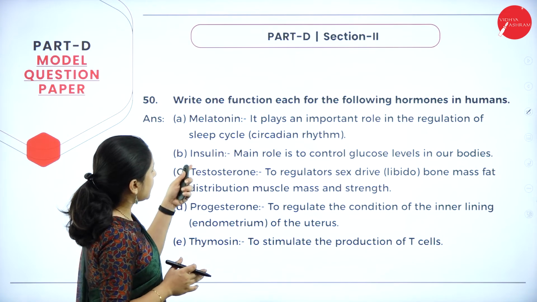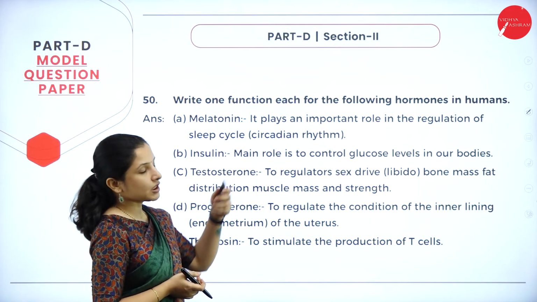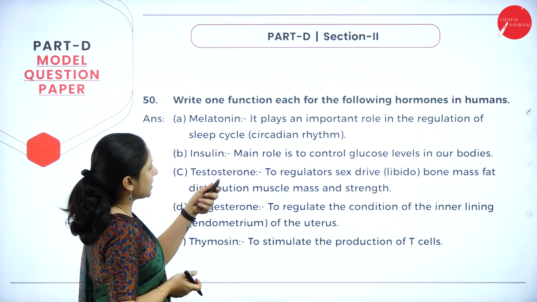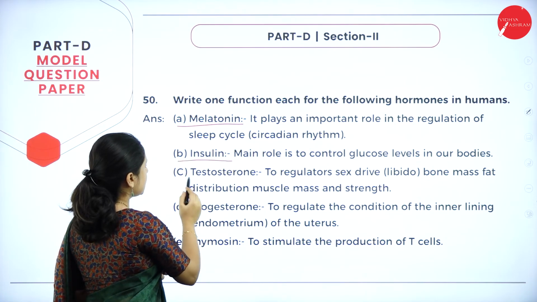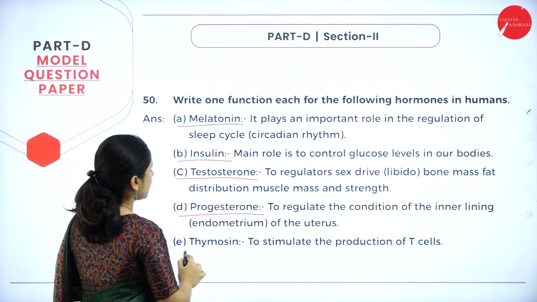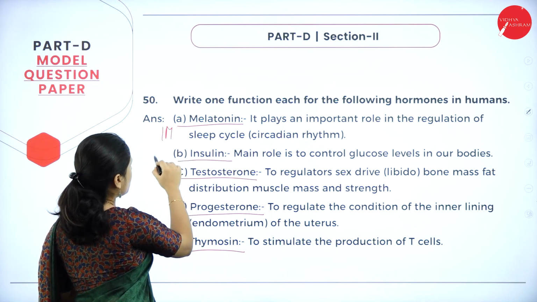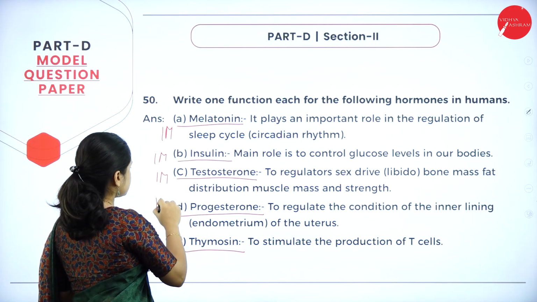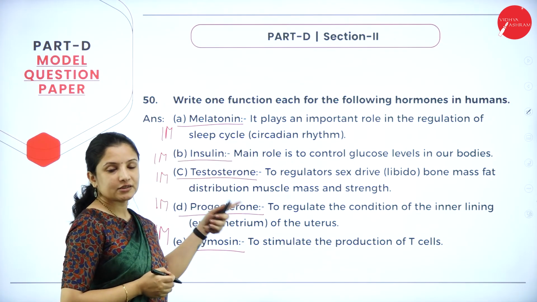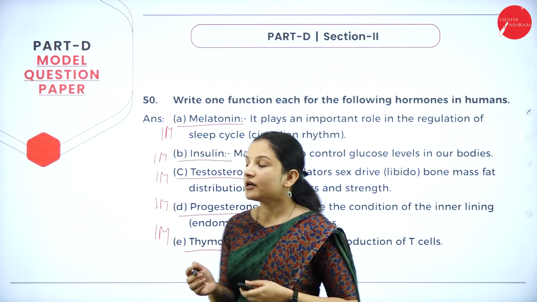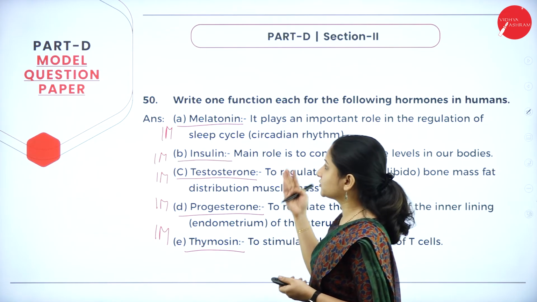Next, moving on to the next question. Write one function each for the following hormones in humans. So, one function each. They have already mentioned the hormones, that is melatonin, insulin, testosterone, progesterone and thymosin. So, here each of these will carry 1 mark. So, therefore, 5 marks for this question. So, one function, each of these one function if you write, it will fetch you 5 marks.